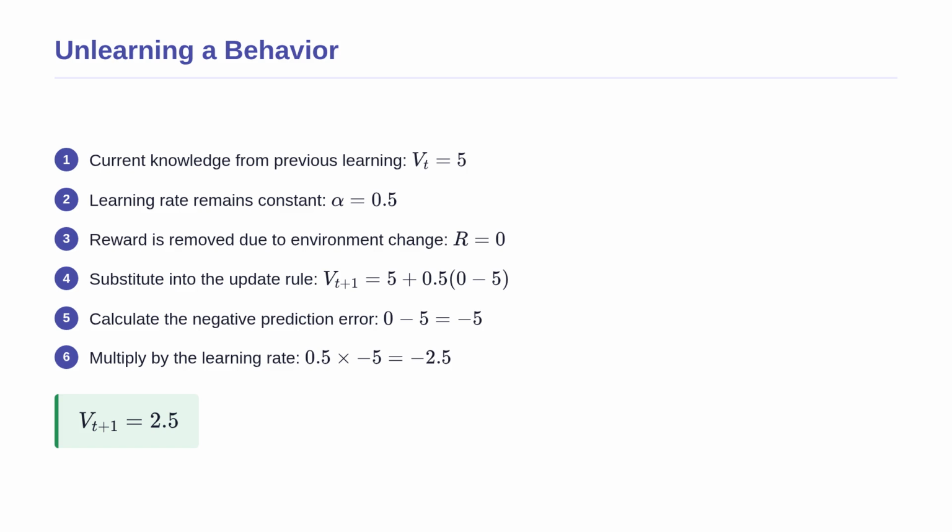0 minus 5 equals negative 5. This negative number mathematically represents disappointment. The outcome was worse than expected. We multiply this negative surprise by 0.5, resulting in negative 2.5. We add this to the initial 5, and our new knowledge state drops to 2.5. The association has weakened, perfectly capturing cognitive flexibility.